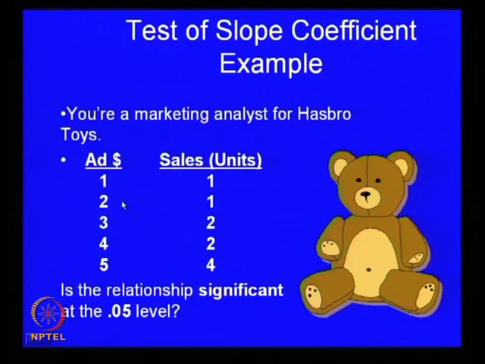Before, we already have a fitted relationship between x and y, and now we want to check whether the relationship is significant at the 0.05 level of significance, that is alpha equal to 0.05, that is the type 1 error. Okay. So, let me do this one.